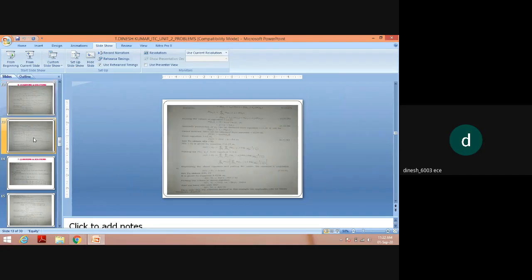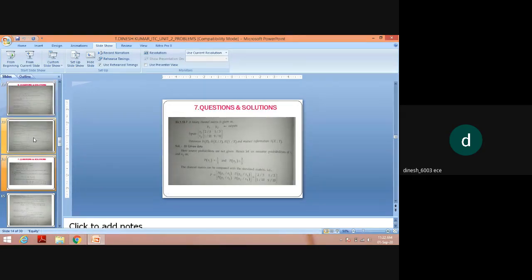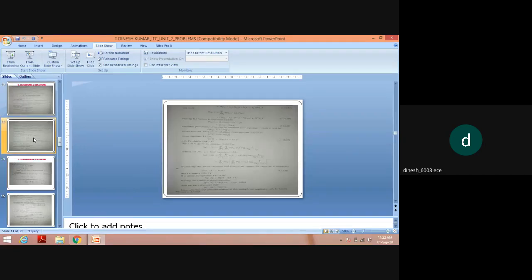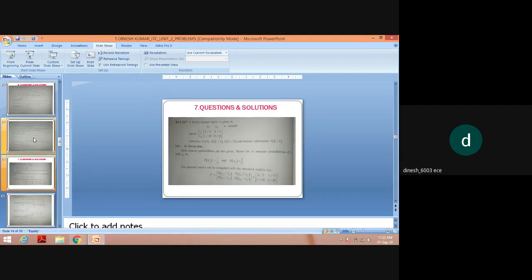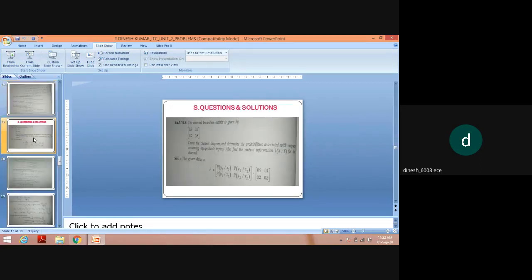I'll show you. We have a seventh question. So sixth is the same procedure as binary. As seventh, we'll be solving it for, okay, binary, not ternary. Sorry, it's binary with given probabilities. The transition matrix is given, so this will be very much easier to solve. Again, in problem number 8, the channel transition matrix is given. We need to find only the mutual information.